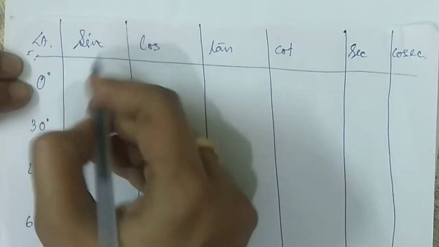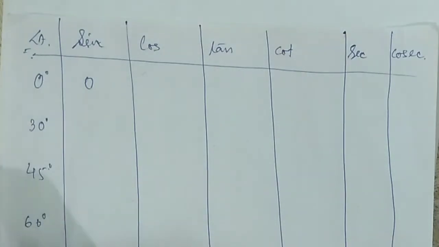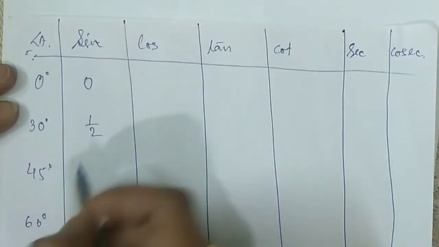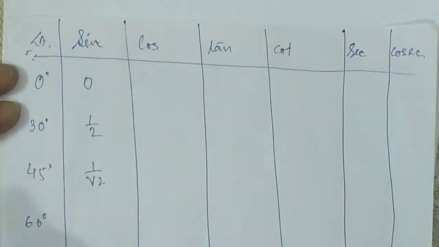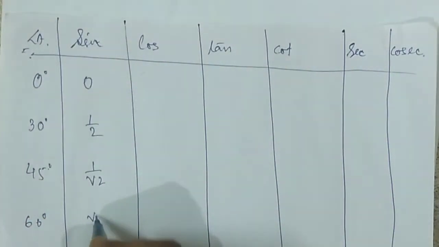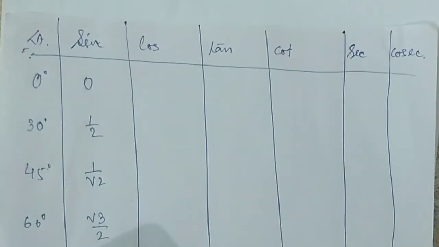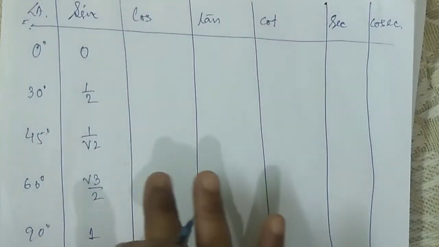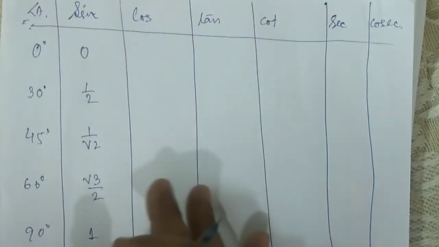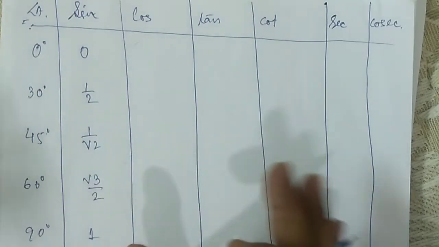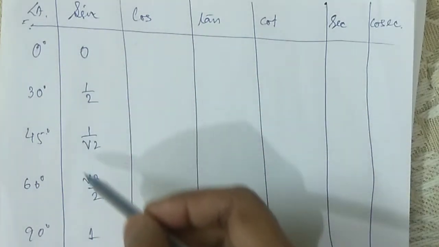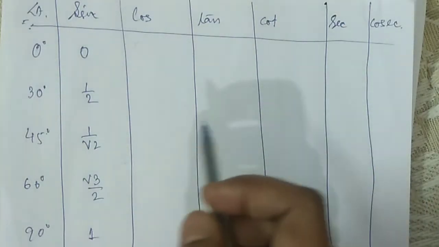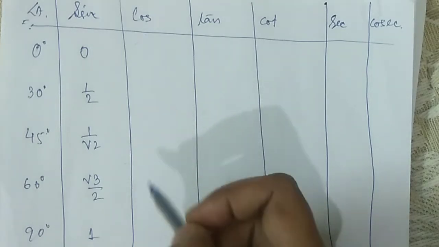Like sine 0, it is always 0. Sine 30 is half. Sine 45 is 1 by root 2. Sine 60 is root 3 by 2, and sine 90 is 1. These values you learn, and don't worry about the others, you will get them easily. In exam time also, if you forget the whole chart, do one thing: write only the sine ratios nearby in the rough column, so that you can get the values of the other ratios easily.